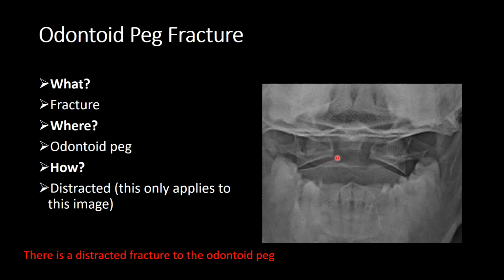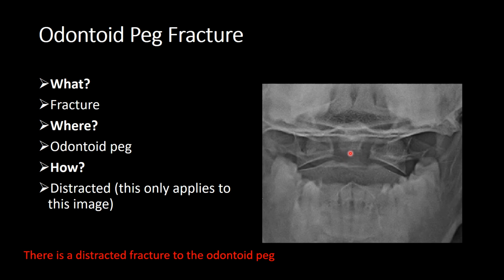Let's go over the vertebral body, up over the peg, and straight away we can see how we've lost the cortex on both sides. There's a marked lucent line, there's distraction to the peg. This is a great big fracture through the peg here. Come on down.